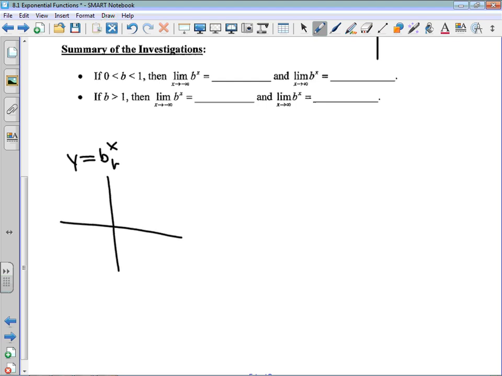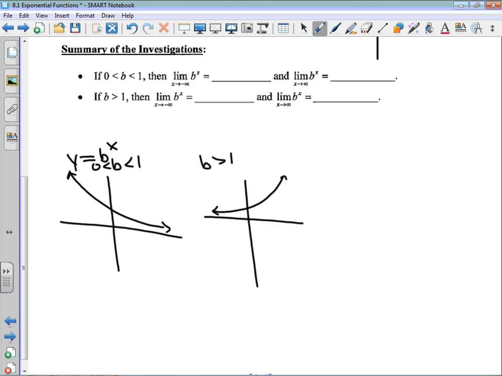If b is greater than 0 but less than 1, it's exponential decay. If b is greater than 1, it's exponential growth. We are not going to talk about what happens when b is negative, because that graph would only exist at very discrete x values.